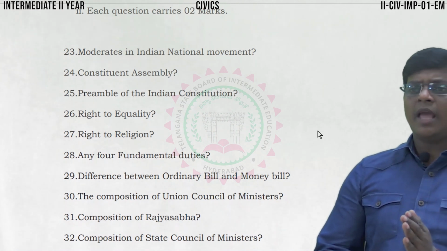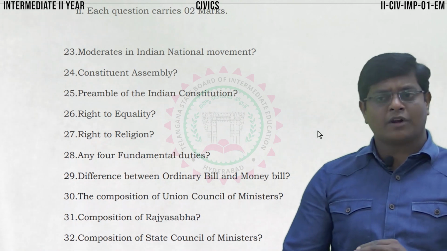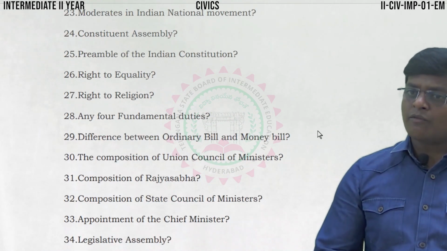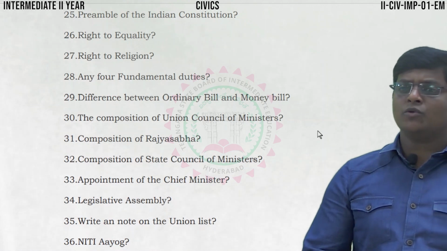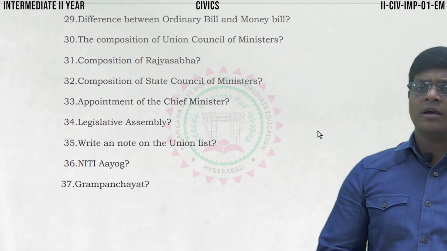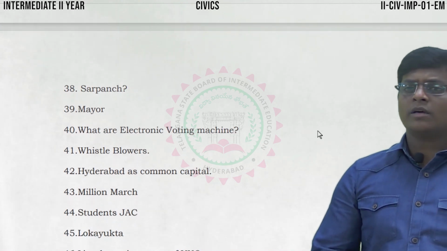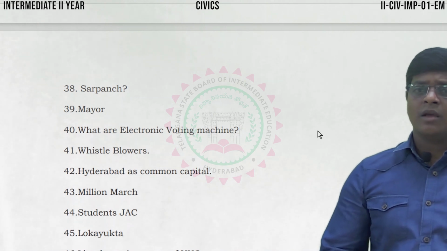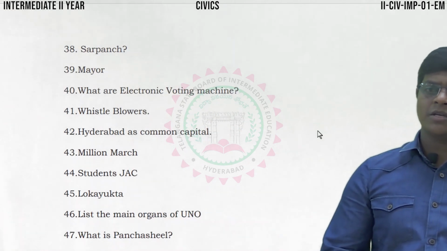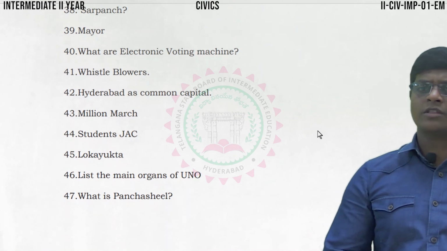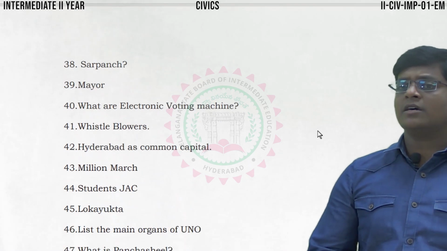difference between ordinary bill and money bill, the composition of the Union Council of Ministers, composition of Rajya Sabha, composition of State Council of Ministers, appointment of the Chief Minister, Legislative Assembly, write a note on Union List, Niti Aayog, Gram Panchayat, Sarpanch, Mayor, what are electronic voting machines, whistleblowers, Hyderabad as common capital, Million March, Students JAC, Lokayukta, list the main organs of UNO. What is Panchsheel? These are the questions.